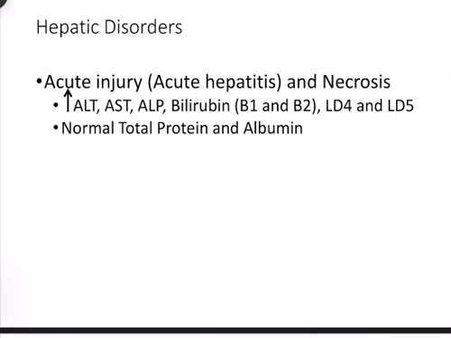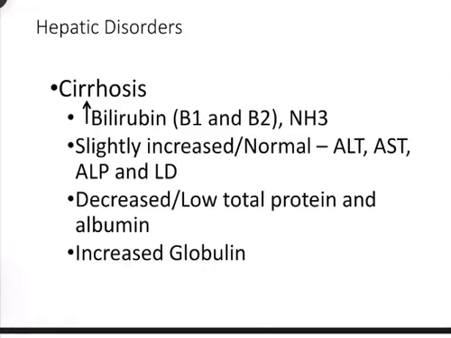Okay, in cirrhosis naman, we do have increased bilirubin, both B1 and B2. Ammonia is also increased. Okay? Slightly increased or normal with the correlation of your ALT, AST, ALT, and lactate dehydrogenase, your LD. Okay, decrease to low total protein and albumin, and increased globulin.